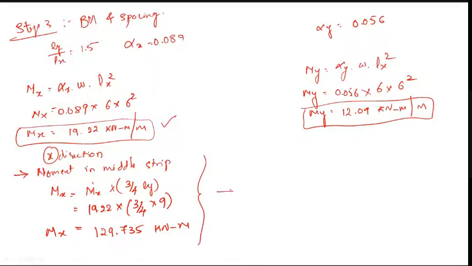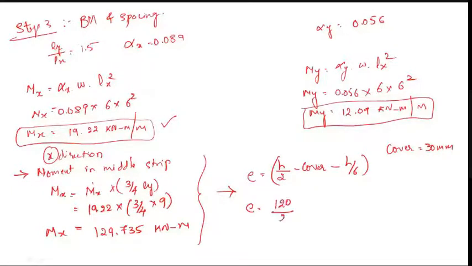I need to determine the value of E. E is given by h by 2 minus cover minus h by 6. Now I will take cover as 30 mm in x direction. Therefore E equals, slab depth I have got 120 by 2 minus cover, how much it is, 30, minus 120 upon 6. Here I will get E equals 50 mm.